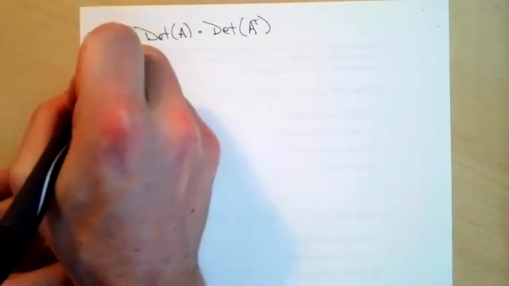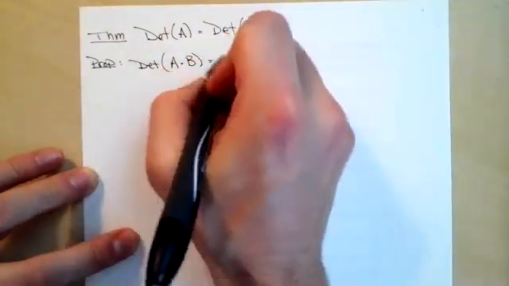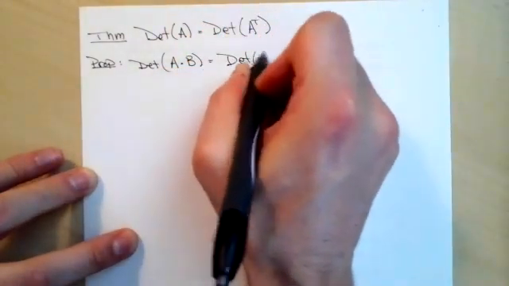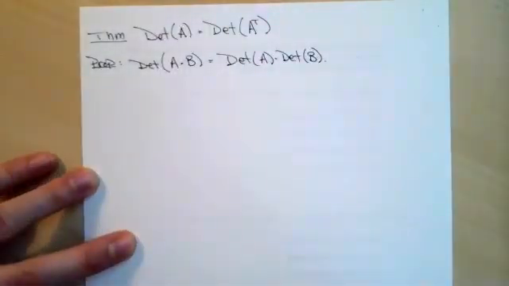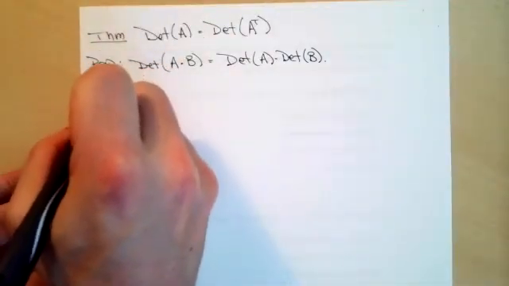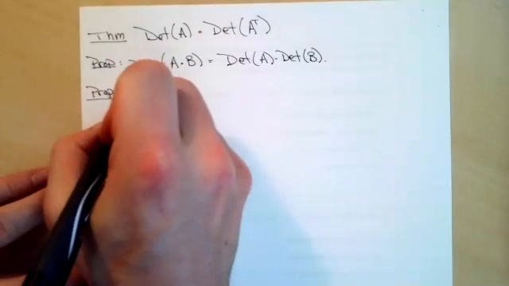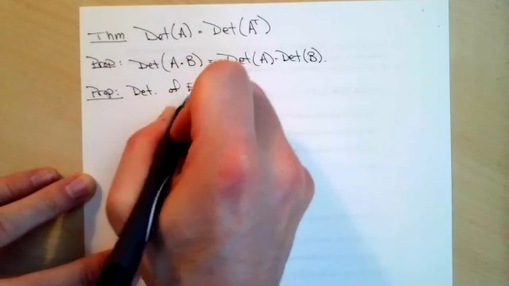Products, so other properties. If we have two matrices, then the determinant of a product of matrices is the product of the determinants. Likewise, the determinants of elementary matrices.